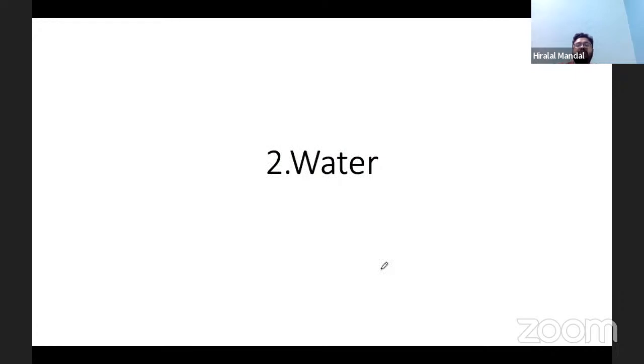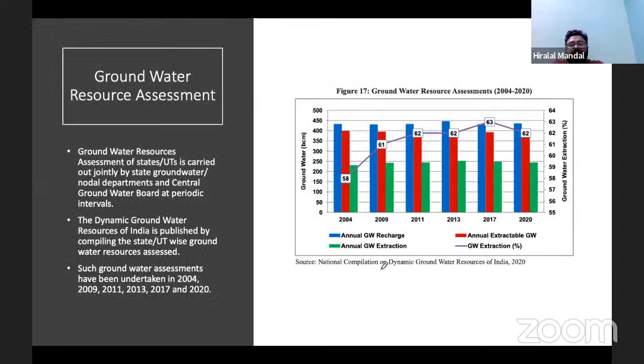Now, with regards to water, what are the facilities and initiatives that have been taken by the government of India with regards to providing water in the country? Let us first talk about the groundwater assessment. This assessment is done by the Central Groundwater Board, and it is done after a periodic interval.